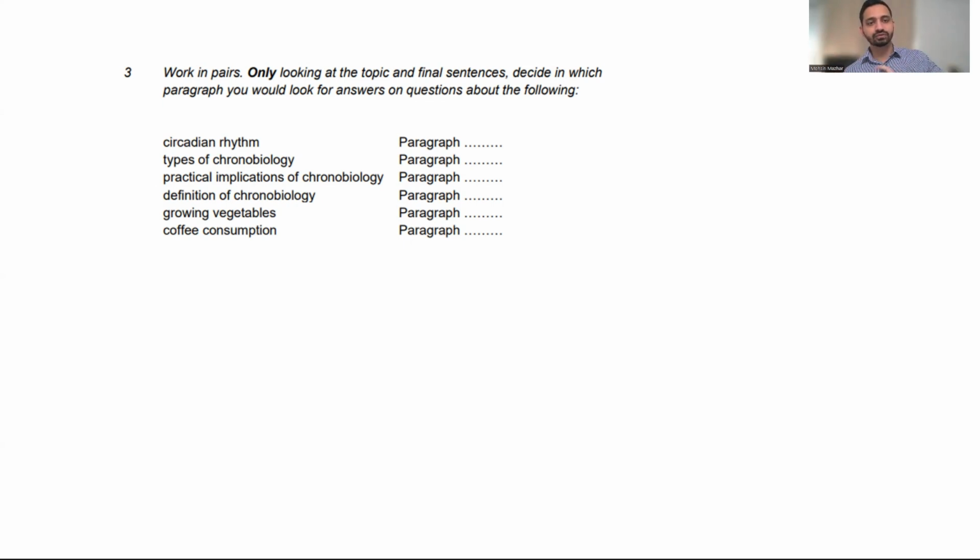Types of chronobiology, which one are you going to look for? Practical implication of chronobiology, which one are you going to look for? Definition of chronobiology, which one? Which paragraph? Growing vegetables, which one? Coffee consumption, which one? These are the words.